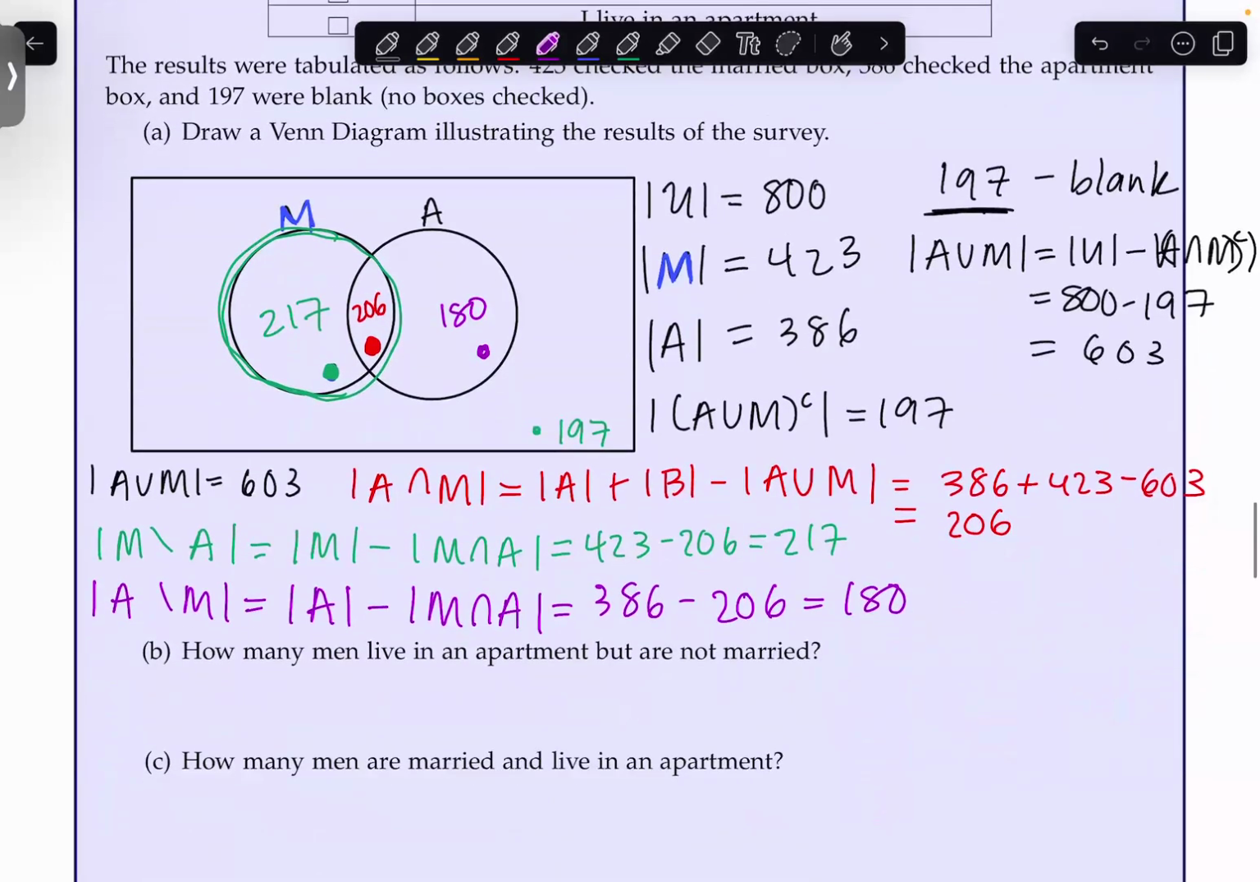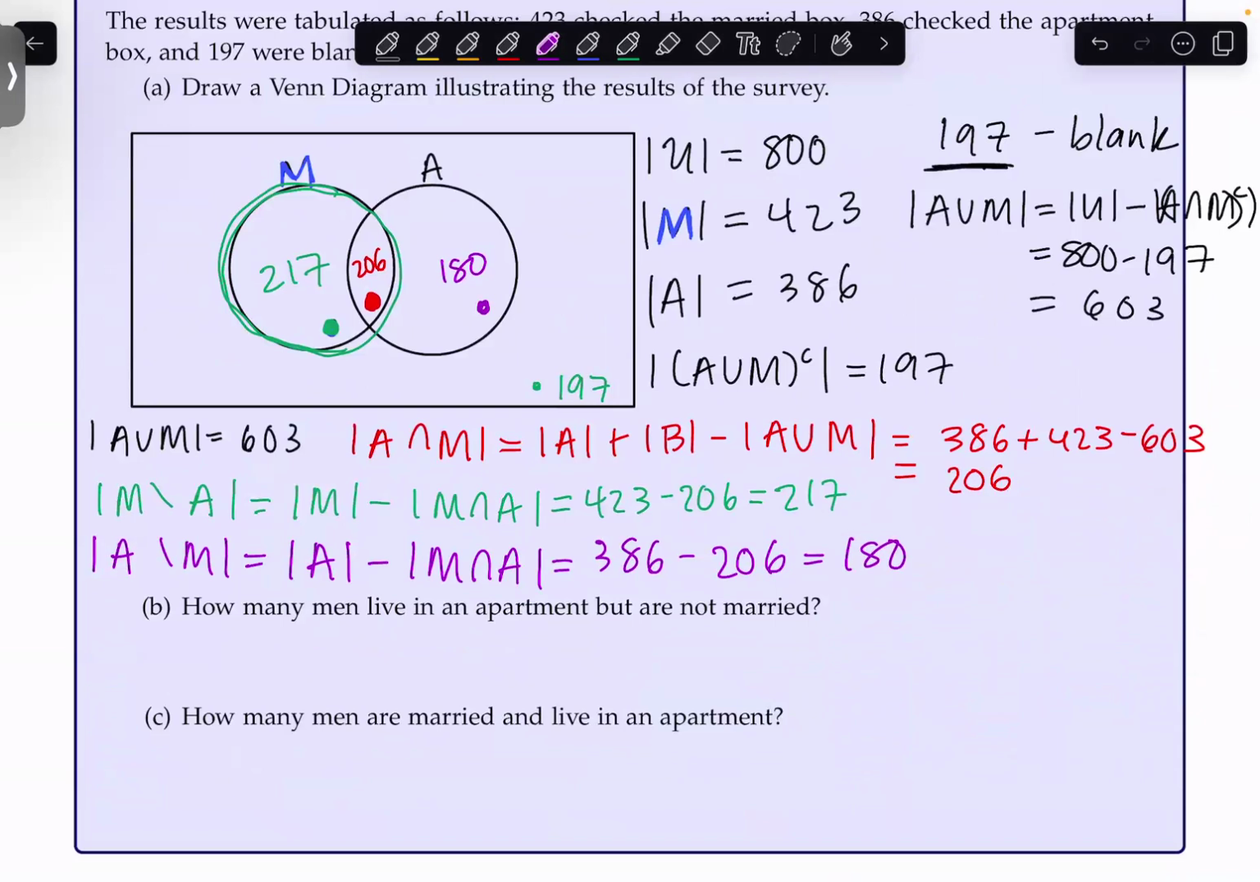Okay, so we're going to use this information to help us to answer some questions, but we've really done the hard part right now by drawing the full Venn diagram. Now we're just deciding which pieces of it are representing the questions that we're asking for here. So here we want to ask, how many men live in an apartment but are not married? This is exactly asking for people in the apartment set and take away people that are not married.